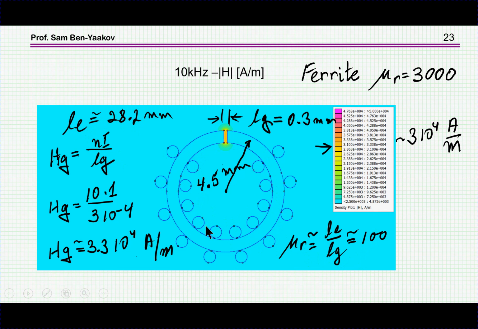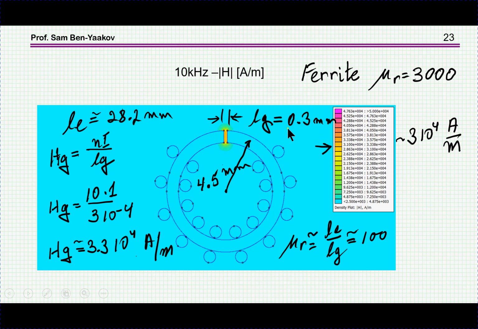Now, this means that the field in the gap is much stronger than the field within the ferrite. Again, you can look at it this way. The magnetic flux density should be about the same, and since the permeability of the ferrite is 3,000 times higher than air, when you divide B by the relative permeability, you get a number which is much smaller than in the air. So therefore, we could say that all the magnetic field is concentrated here.